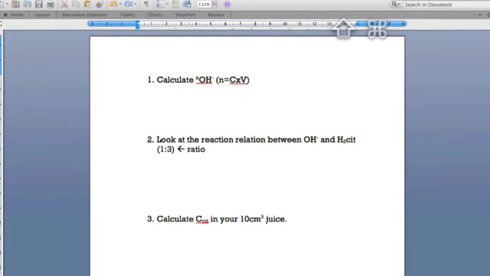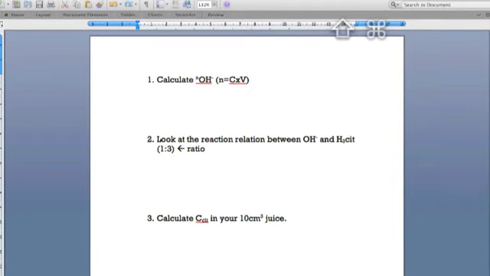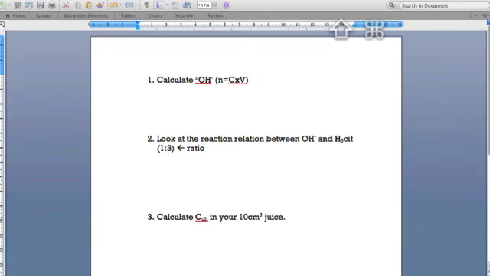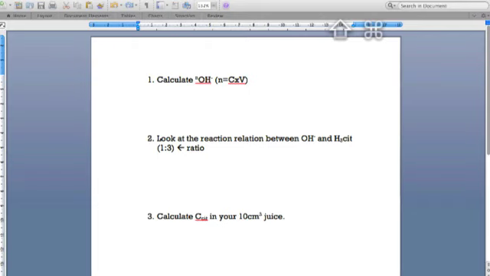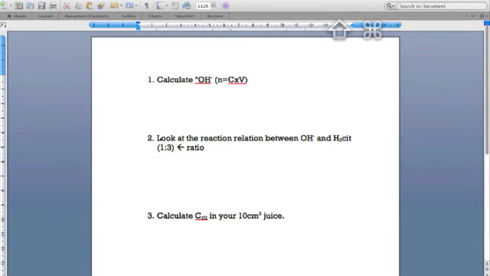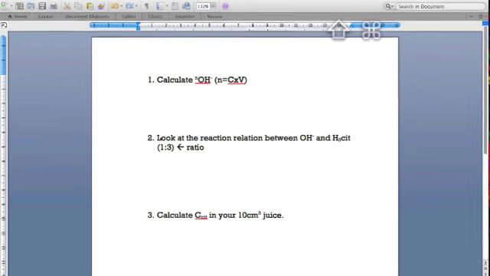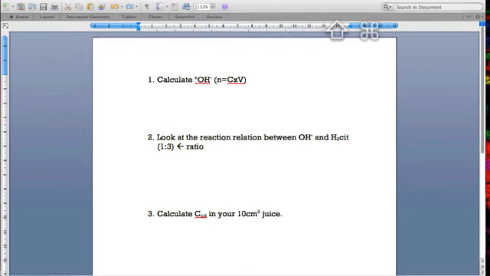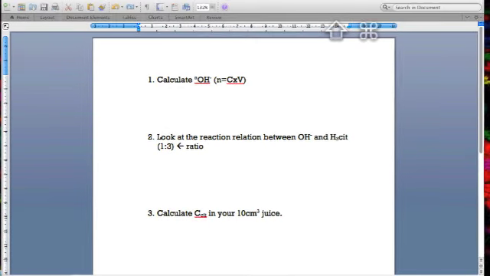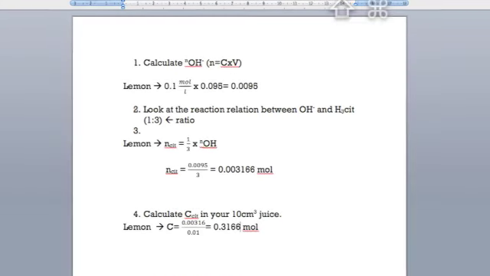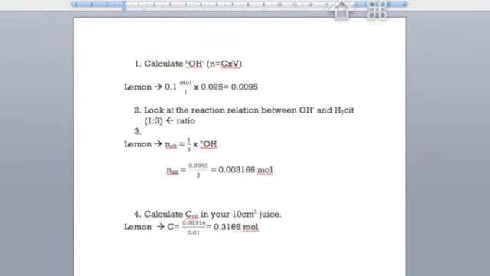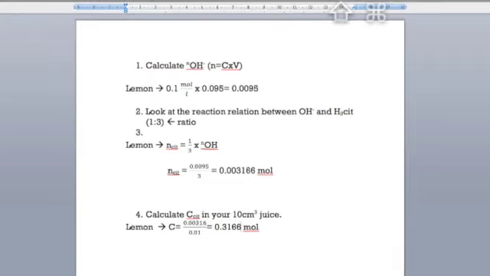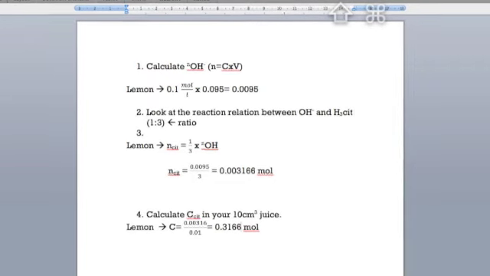So our calculations for the citric acid in lemon, we have 3 questions. First of all, calculate the NOH, and then we look at the relationship between OH and H3 and the ratio is 1/3. And then we have to calculate the C-sit in the 10 centimeter cube juice we used. So first of all, we'll do the lemons, and so we have 0.1 moles per liter multiplied by 0.095 liters of HCl we used, and the answer is 0.0095.